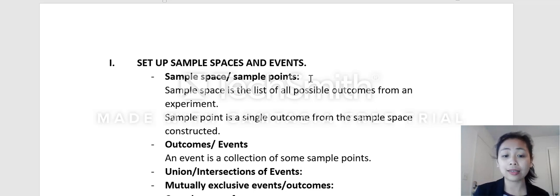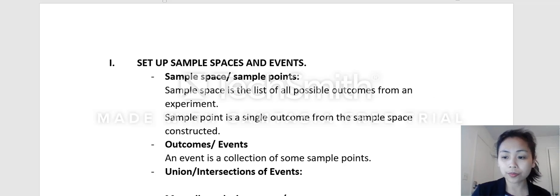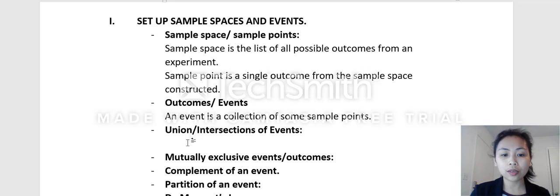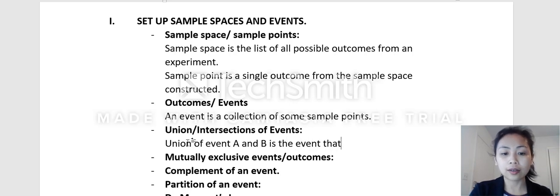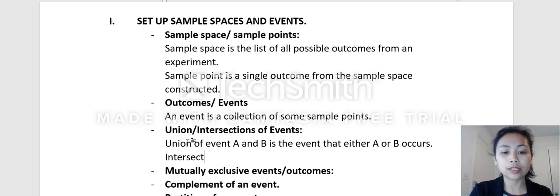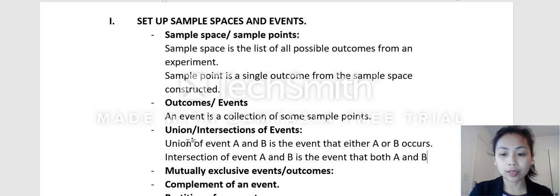Now we talk about union and intersection. So what is union? The union of events, let's say A and B, is the event that either A or B occurs. And the intersection of events A and B is the event that both A and B occur.